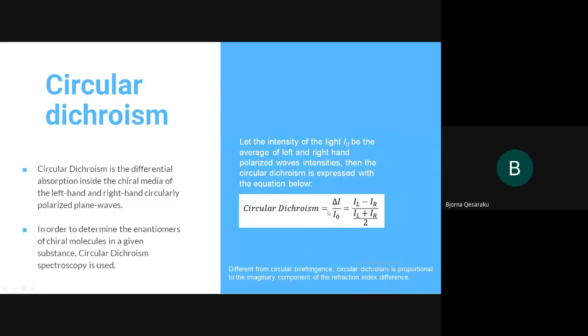If the intensity of the light is I0 and it is expressed as the average of the left-hand and right-hand polarized wave intensities, then the circular dichroism is expressed with this ratio. Different from the circular birefringence that was mentioned, this one is proportional to the imaginary component of the refractive index difference.